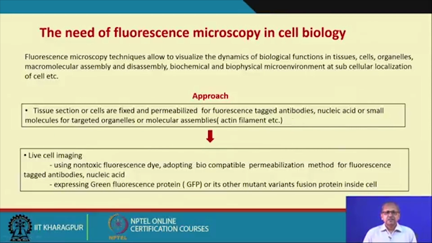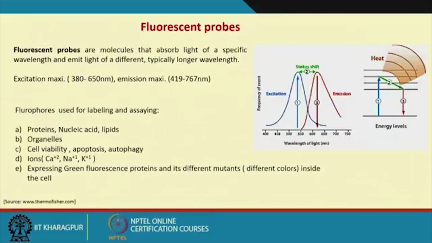On the other hand, fluorescence can be used in live cell imaging, using the time lapse microscopy method. That can be done using non-toxic fluorescent dyes, adopting biocompatible permeabilization methods for fluorescent tagged antibodies and nucleic acids. Nowadays, green fluorescent proteins are genetically fused with your target proteins and then expressed in the host cell, and GFP or its mutants can produce different fluorescence colors inside the cell. You do not have to use fluorescent small molecules from outside; it is generated inside the cell. So, you can do live cell imaging using the GFP based method, which can be done by cloning or recombinant ways.